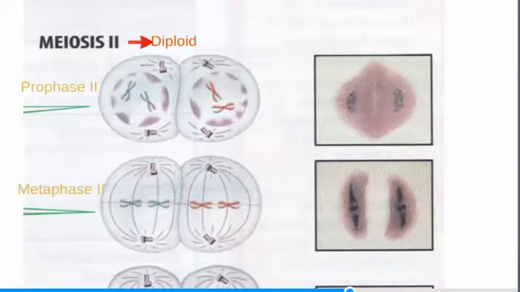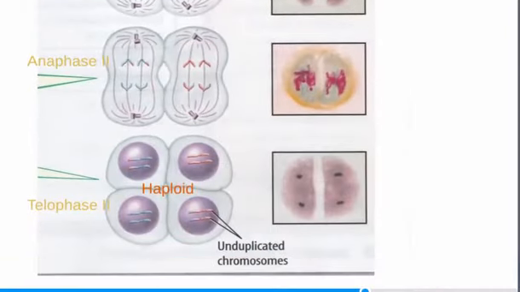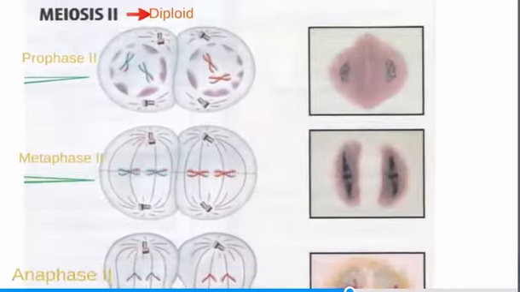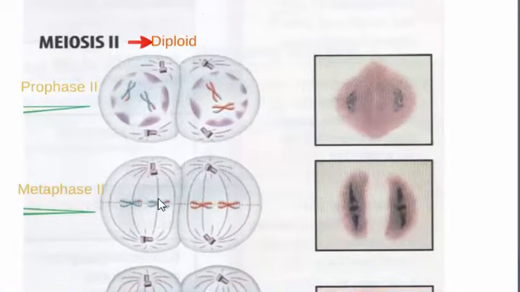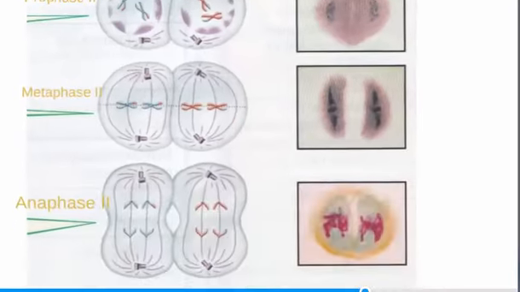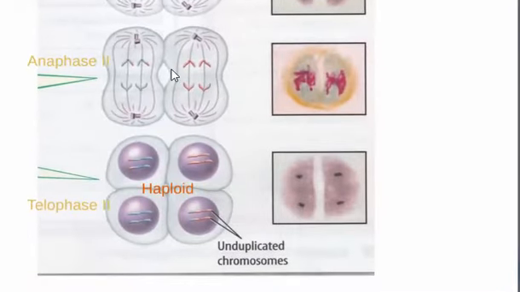Then in metaphase 2, the spindle fibers are going to align the chromosomes along the cell equator. Here they are. In this anaphase, the sister chromatids are going to be pulled from each other and move to opposite sides of the cell.